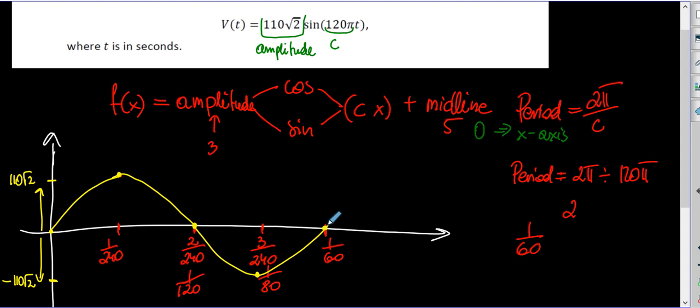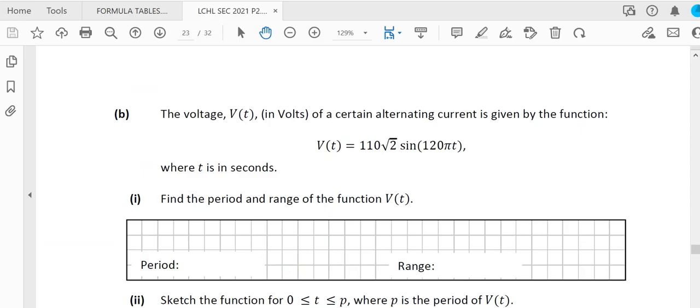So again, what do I need when I'm starting? I need to mark 3 points on the y-axis: midline, plus amplitude, and minus amplitude. Then I calculate the period and divide that period into 4 equal parts. And the sine function starts in the middle, goes up, middle again, down, and middle again. That's the way the sine function will be. So now that we have it, let's see what the questions are.